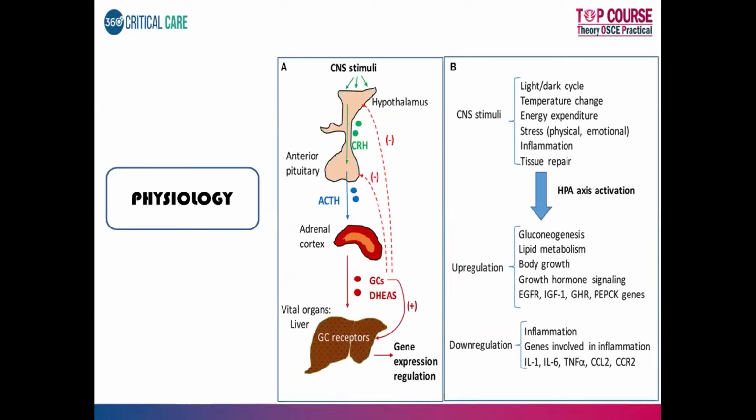So we know that endogenous cortisol production by the adrenal gland is actually controlled by the HPA axis, right? And this occurs basically in a diurnal and circadian pattern every 24 hours. So due to a lot of CNS stimuli, which could be temperature change, energy expenditure, any stresses, inflammation, tissue repair, all these CNS stimuli will lead the hypothalamus to release the corticotropin releasing hormone. So this hormone acts on the anterior pituitary and releases the ACTH, which acts on the adrenal cortex, and via the adrenal cortex it goes to the end organs.